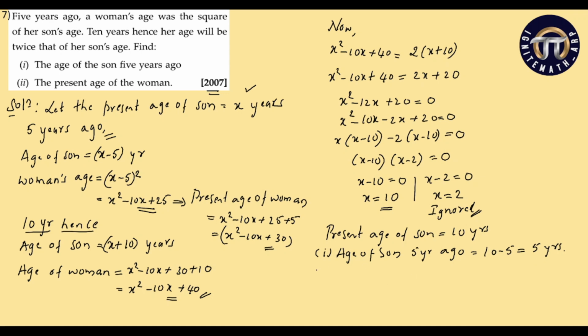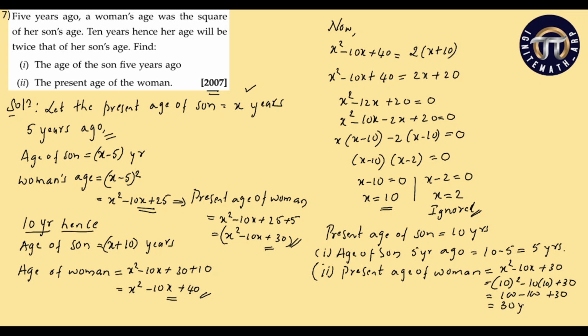Then the present age of the woman. So what is the present age of the woman? We have already found it out in terms of x. The present age of the woman is x square minus 10x plus 30. So that is nothing but 10 square minus 10 into 10 plus 30. So that is going to be 100 minus 100 plus 30, which is equal to 30 years, the present age of the woman. Is it clear, children? Now let us proceed with the 8th question.